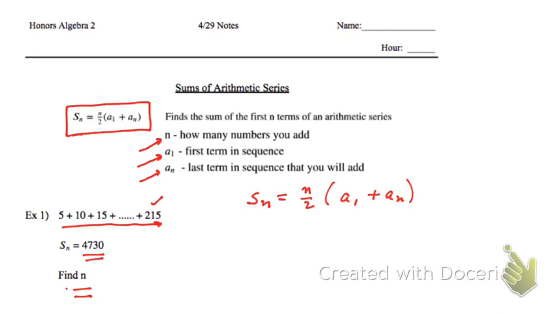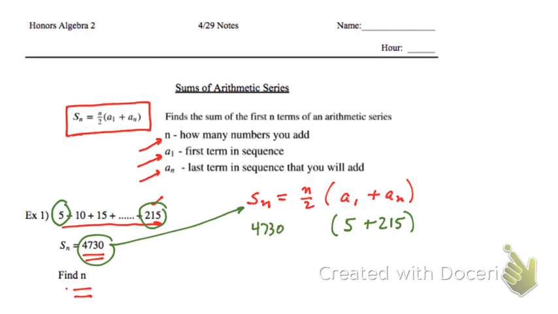Okay, and what do we know? What can we gather from our information? Well, we see the first term and we see the last term. So the first term is 5 and the last term is 215. And we know the total we will get when we add them together, 4,730. What we simply don't know is n. We don't know how many numbers we're going to add. Well, when we plug everything that we know in, we get an equation with only one variable in it, so we should be able to solve our way out of this. Okay, so let's just work through this and see what we can come up with here.